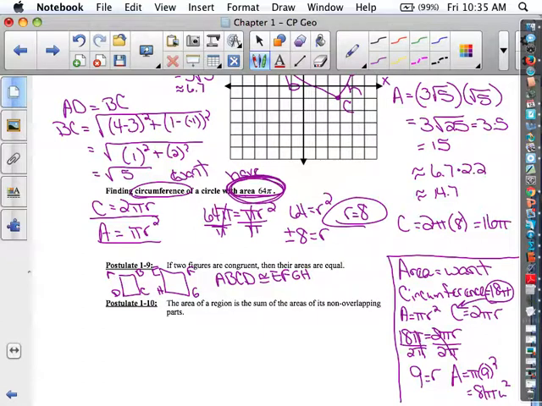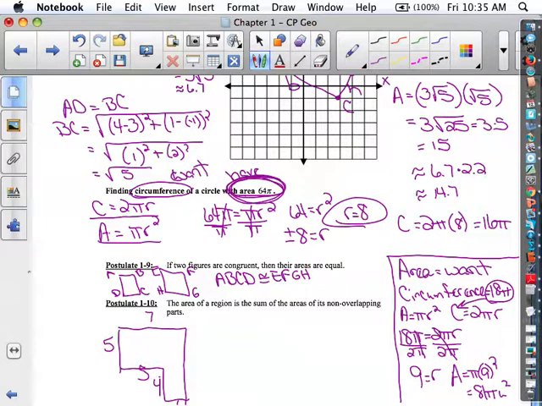And I think the last postulate is 1-10. The area of a region is the sum of the areas of its non-overlapping parts. So what this means is if I have a polygon that is irregular in shape, then I'm going to just divide that. So let's say this is a 5. Let's say this is a 7. This is a 5. A 4, and perhaps a 1.